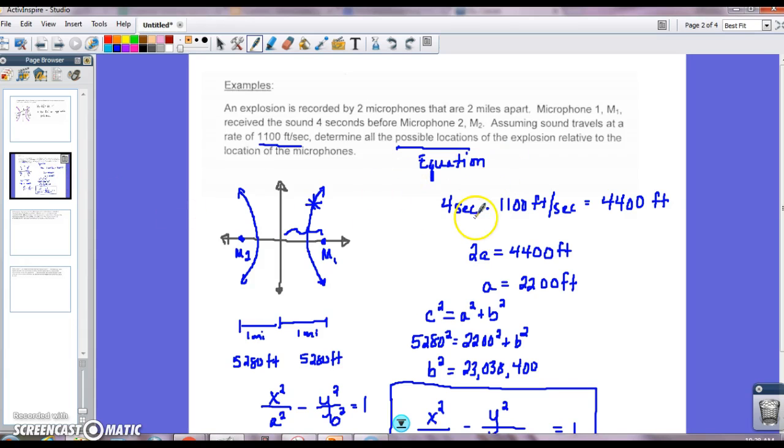Again, it says here that microphone 1 received the sound 4 seconds before microphone 2. Because it received it 4 seconds before and sound travels at 1,100 feet per second, I know that the explosion is 4,400 feet farther away from M2 than M1. And so by definition, that is 2a. Then we can find a and subsequently find b and get our equation.